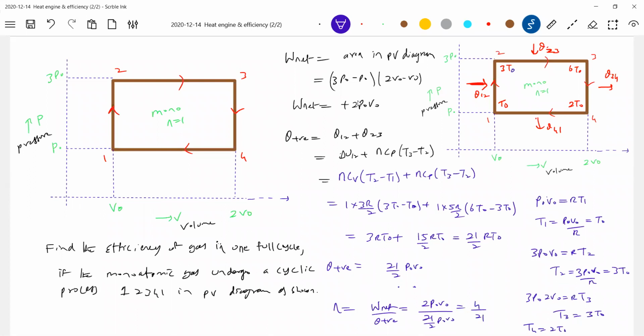Is it a very good design? Very poor efficiency, no? Yes, sir.